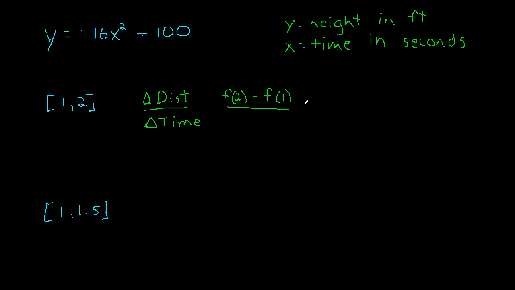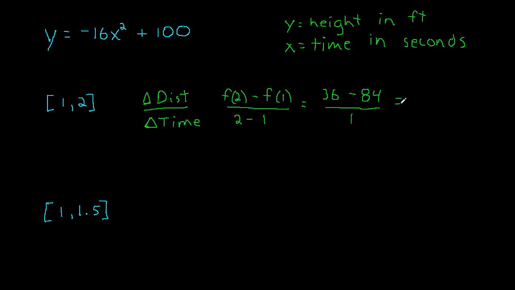Now, we already knew what those calculations were. We know that at 2 seconds my object was at 36 feet. And we're going to subtract from that the initial height at 1 second, which was 84 feet. Okay, we need to divide by the change in time. Well, what is the change in time? How much time elapsed from 1 to 2 seconds? Well, that's going to be the final time, which is 2 seconds, minus the initial time, which is just 1.